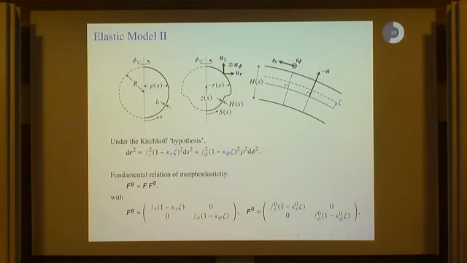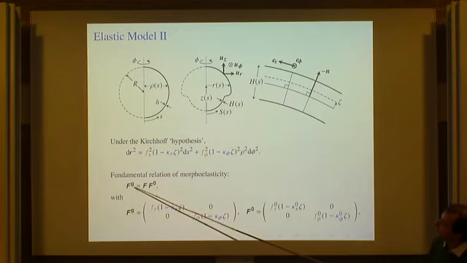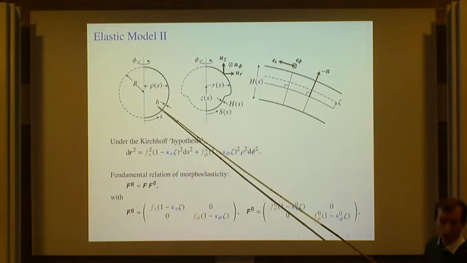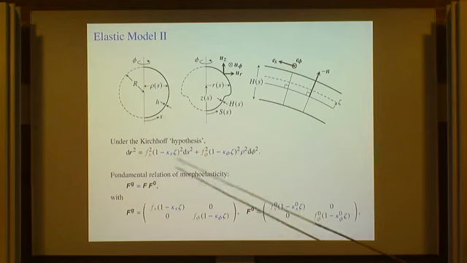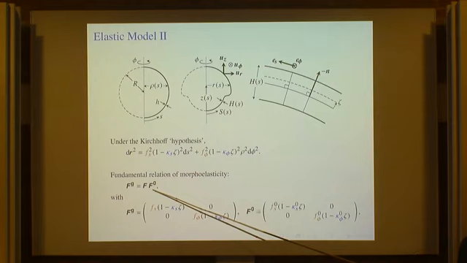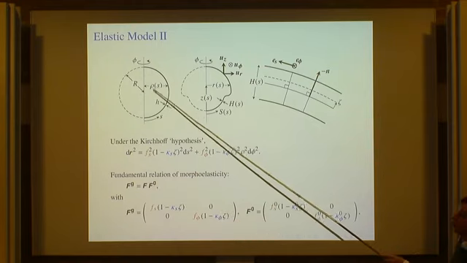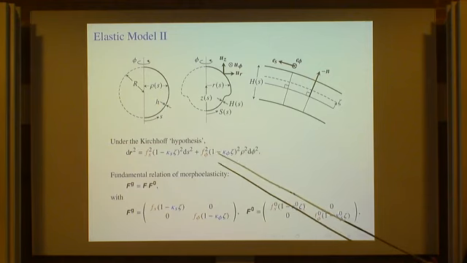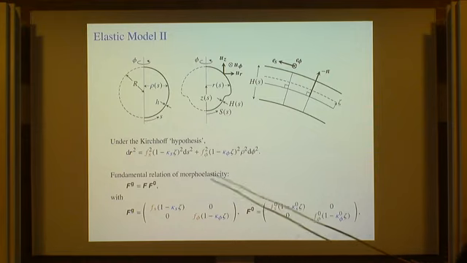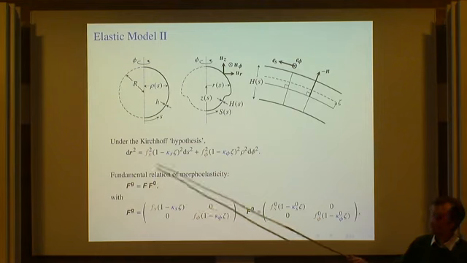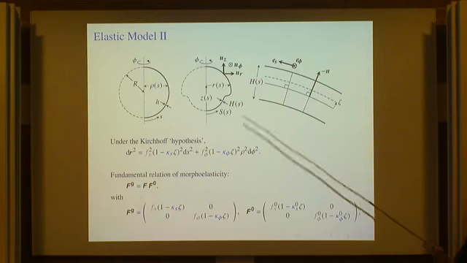Alain Goriely has already given some talks in this program about the fundamental relation of morphoelasticity, saying that the deformation gradient that takes you from this undeformed configuration to this deformed shell is really the composition of, first, some intrinsic tensor that takes you from this configuration to some possibly incompatible intrinsic configuration, followed by an elastic deformation that takes you from this intrinsic configuration to the deformed shell.